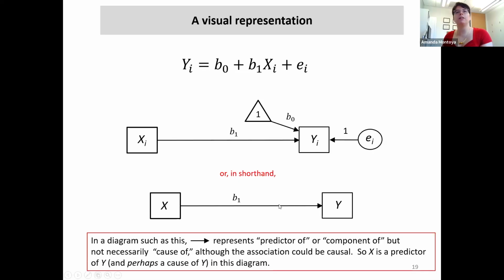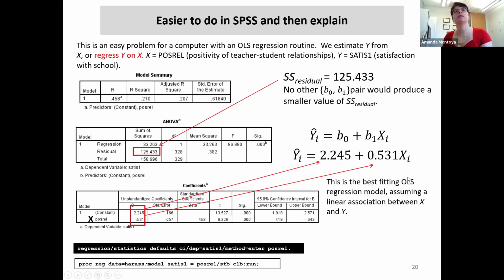So the directionality of these arrows is really just meant to represent what's on the left-hand side and what's on the right-hand side of a regression equation, not necessarily to make particular claims about cause. So I'm going to show you a little example in SPSS, and then we'll walk through SAS and R as well. But we're going to start by fitting a simple linear regression.